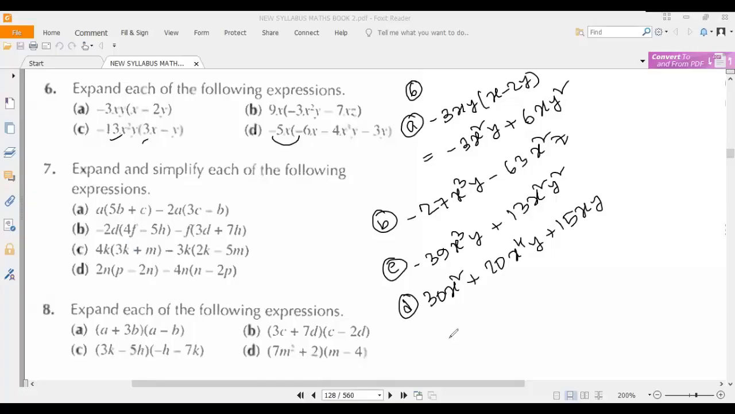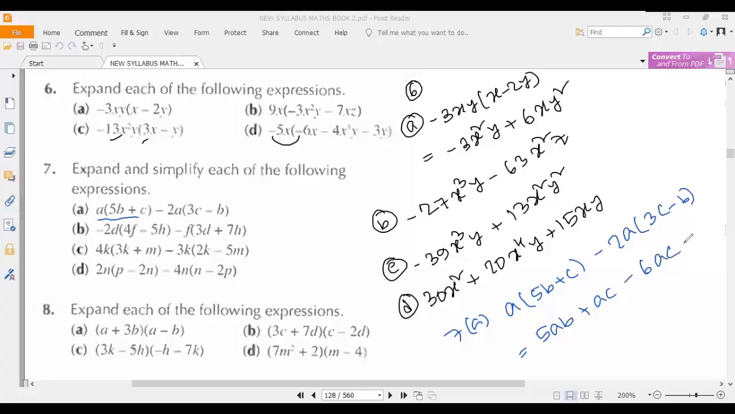Now number 7, part a. a into 5b plus c. So at first we will write a into 5b plus c minus 2a into 3c minus b. So a into 5b will be 5ab plus ac, minus 2 threes are 6ac, minus a plus 2ab. Now 5ab plus 2ab will be 7ab, and ac minus 6ac will be minus 5ac.